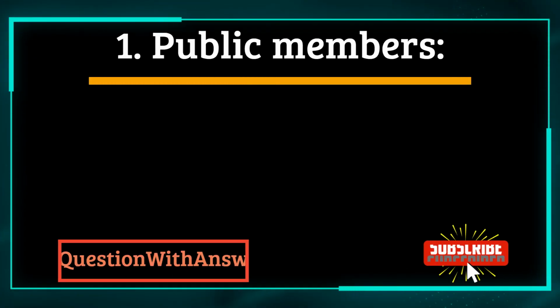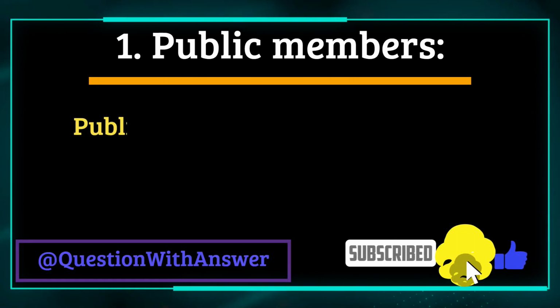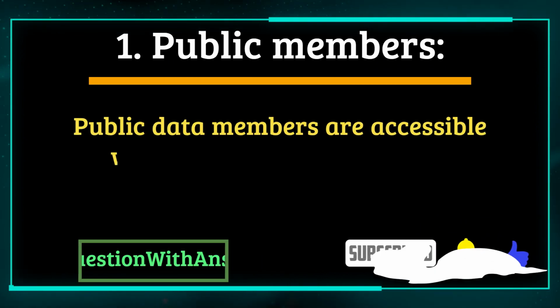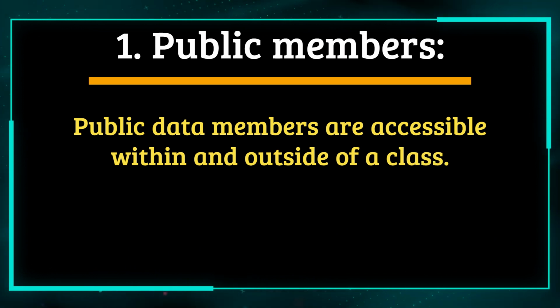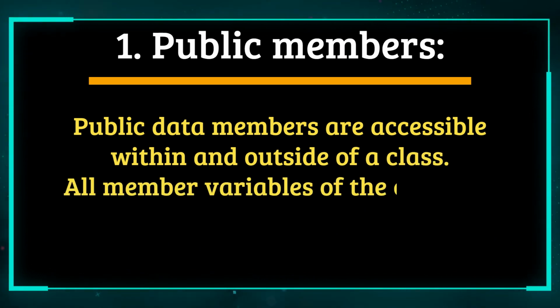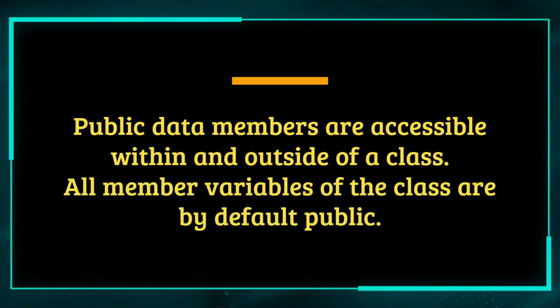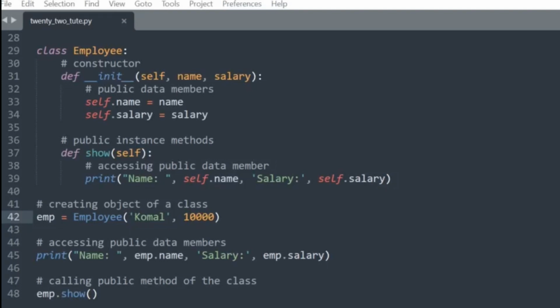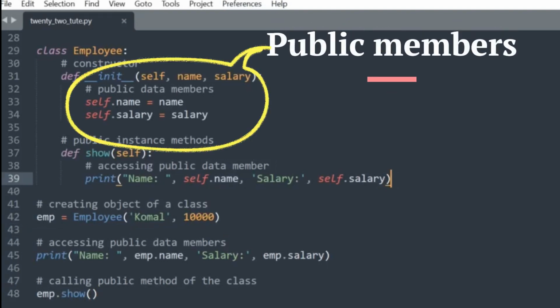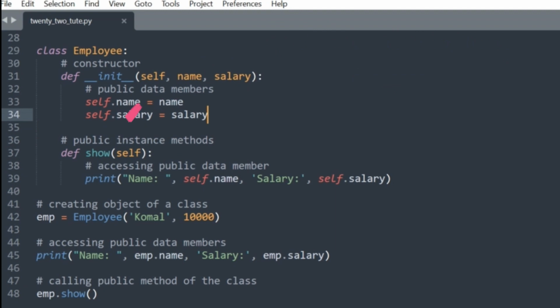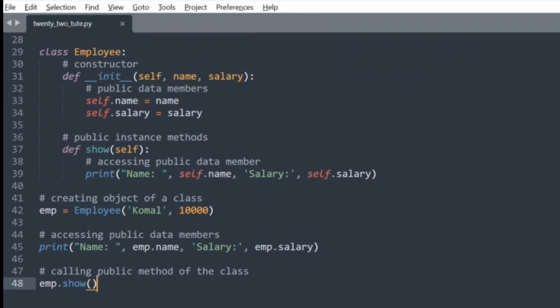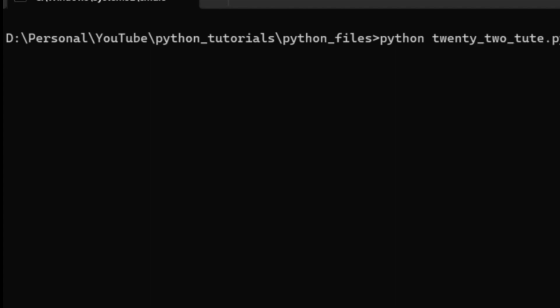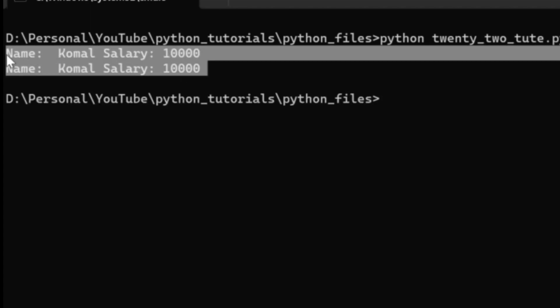1. Public member. Public data members are accessible within and outside of a class. All member variables of the class are by default public. In this example, name and salary are public data members or instance variable, and show is the public instance method. If you run this file, you will see the expected output without any error.